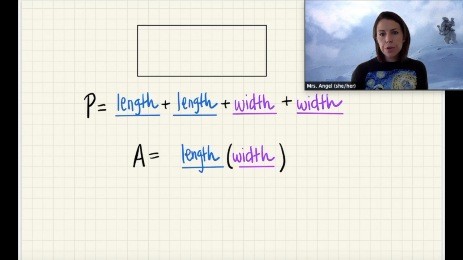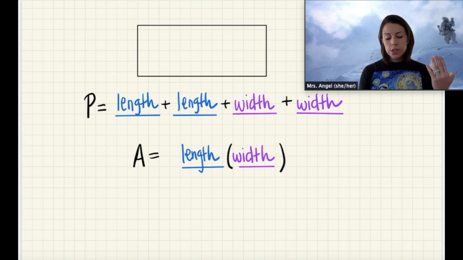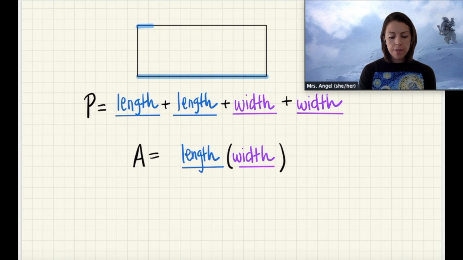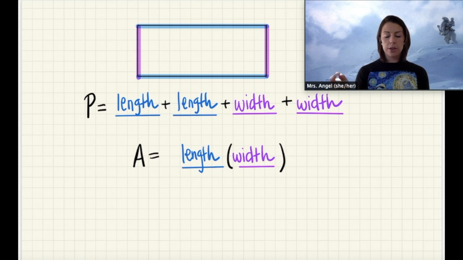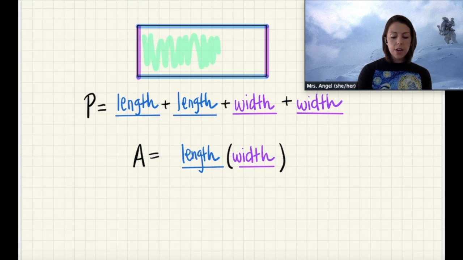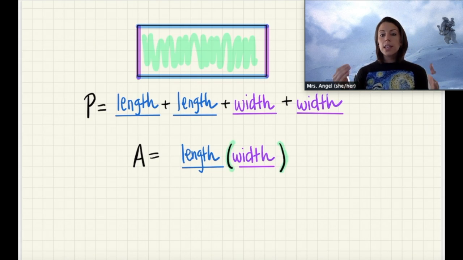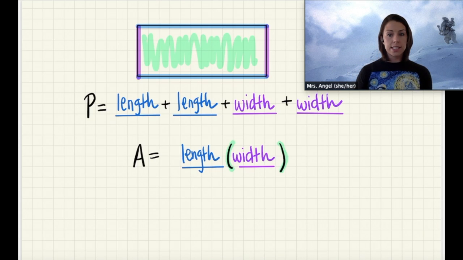So let's do a quick review of how to calculate the perimeter and the area of a rectangle. Perimeter is the distance around. So to find the perimeter, you're basically adding up the two lengths of the rectangle, length and length, and the two widths of the rectangle, width and width. It's the full distance around the shape. The area, however, is everything inside. And so to calculate the area, you'll notice that you are multiplying the length times the width. Keep this in mind as we start to look at today's examples.